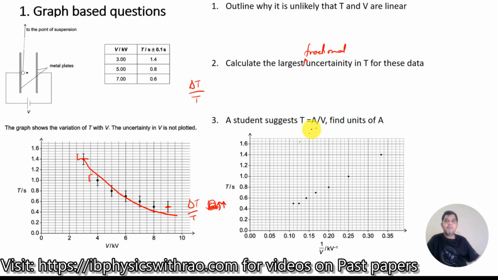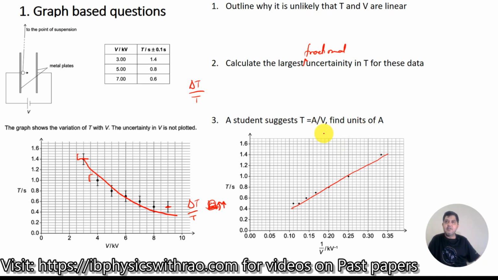Then a student suggests T equal to A by V, find the units of A. Now here also, line of best fit. You can exclude this point and draw a line of best fit like this. One or two points you can always exclude, nothing wrong, but it should be very close to this in such a way that if there is a point above the line, there should be a point below the line also. When you do something like this, it's fine.